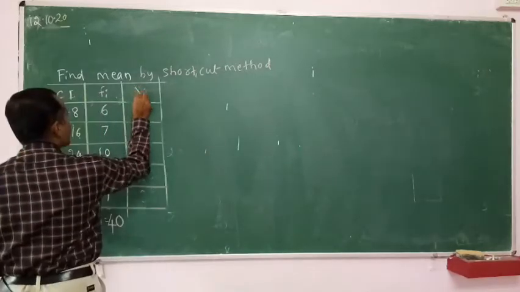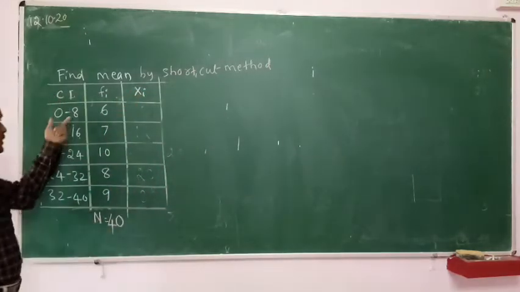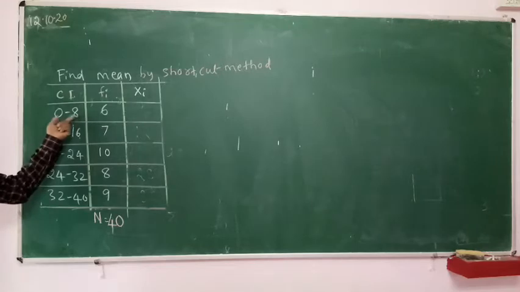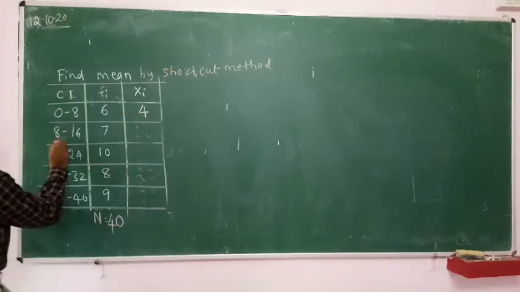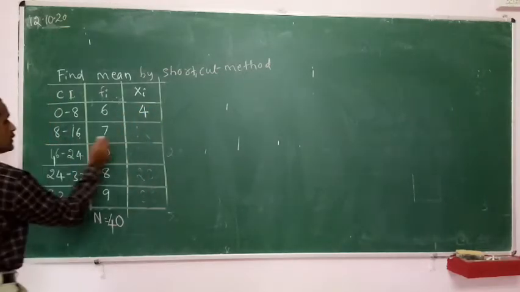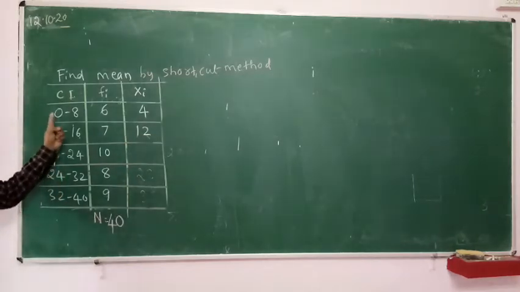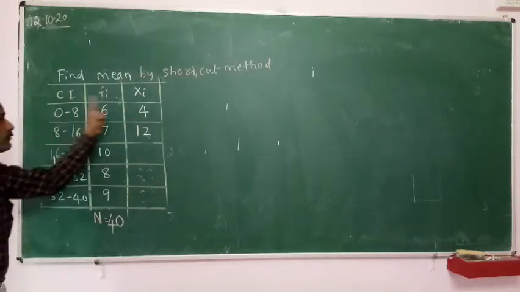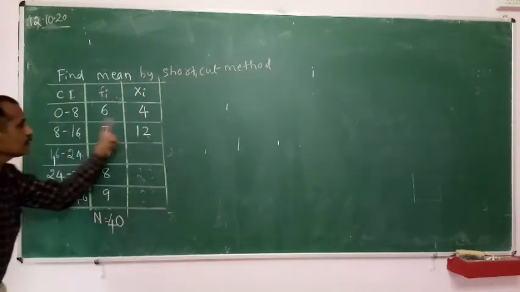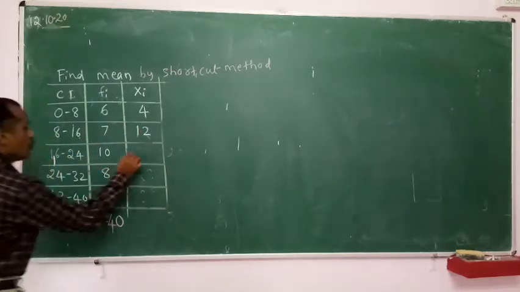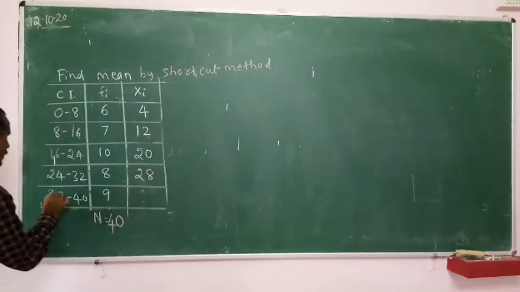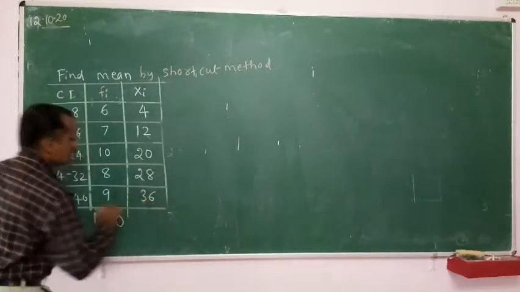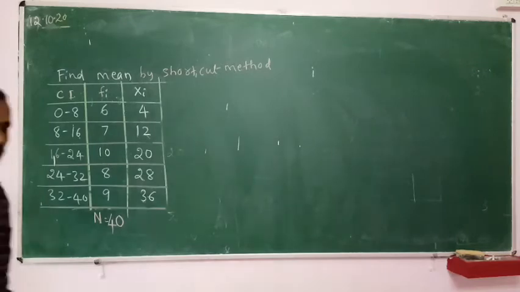Xi is nothing but the class mark, the midpoint, or lower limit plus upper limit divided by 2. 8 by 2 is equal to 4. 24 by 2 is equal to 12. I can also find it by adding 4 more to the lower limit each time: 16 plus 4, 20. 24 plus 4, 28. 32 plus 4, 36. These are the xi values.